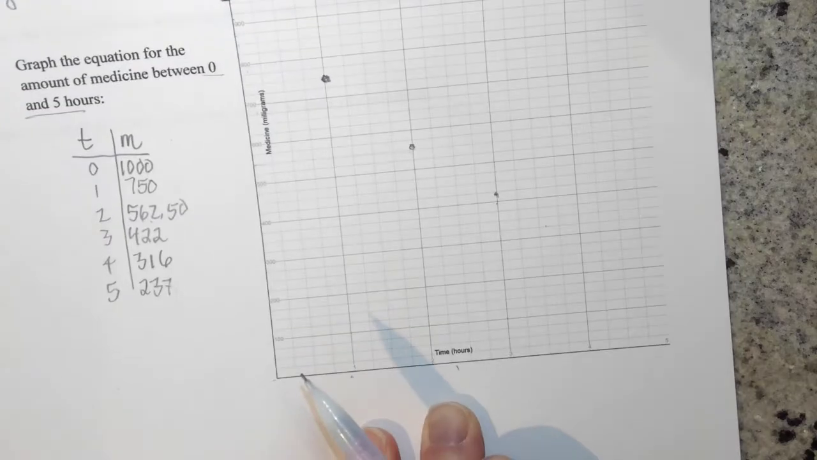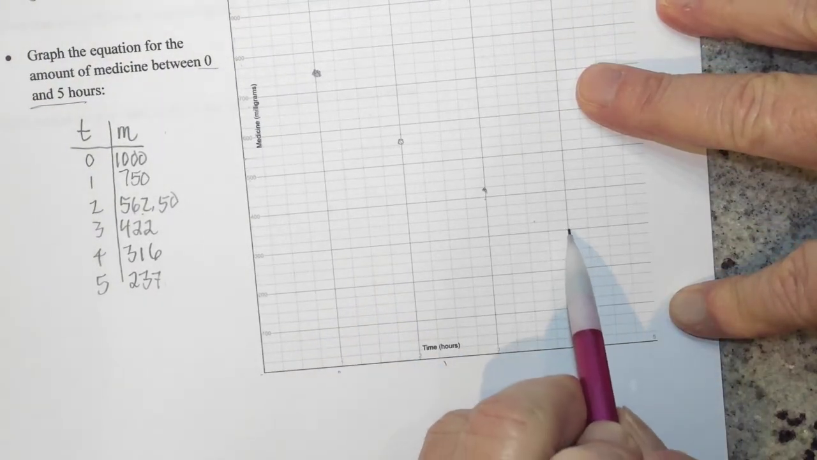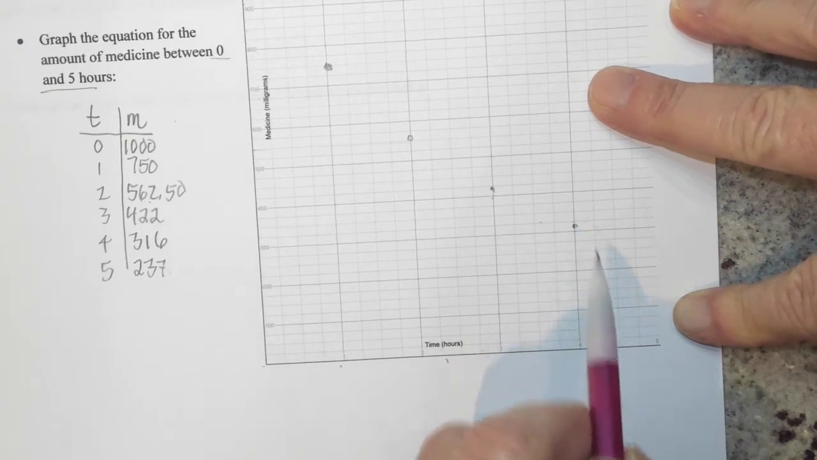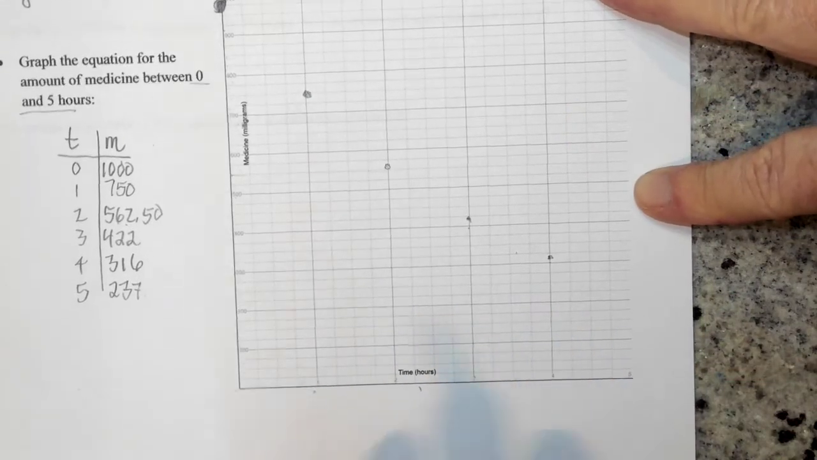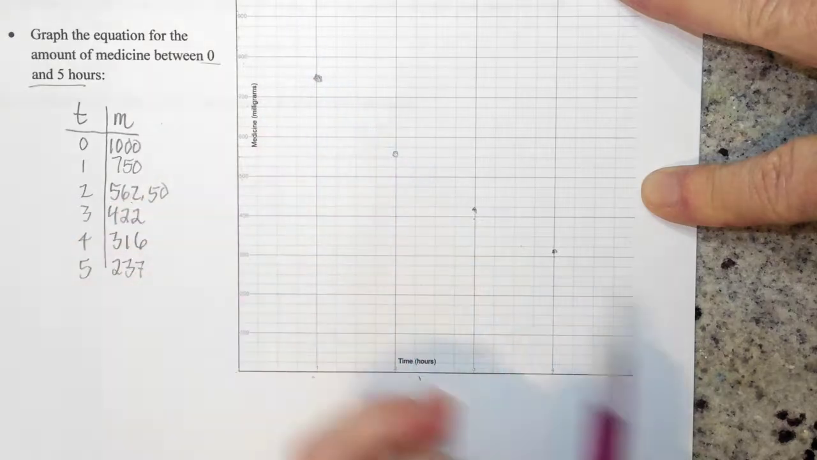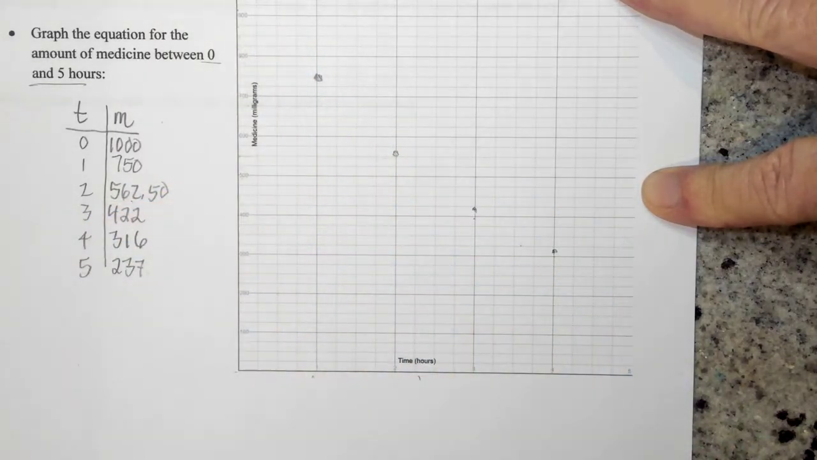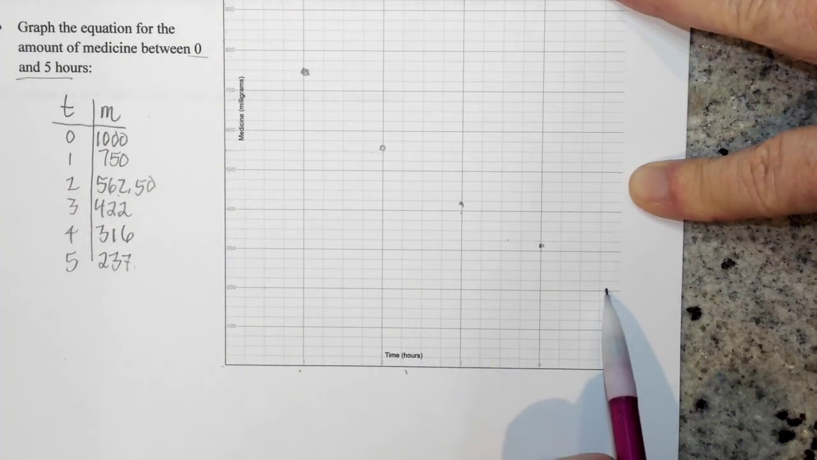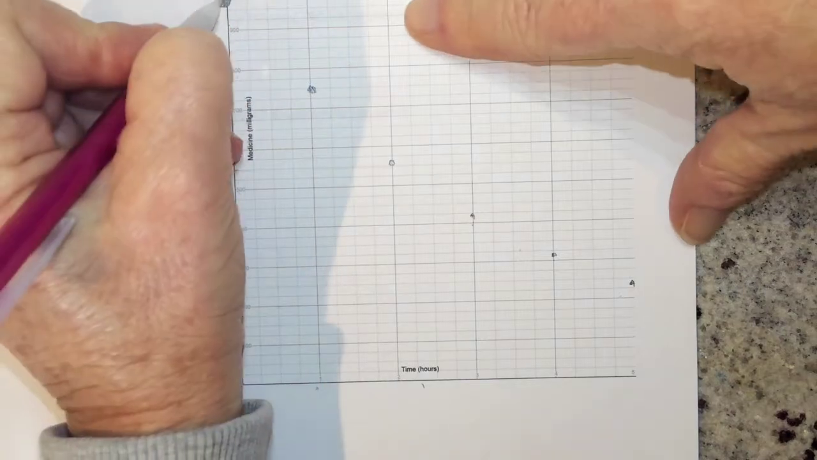And then 4 and 316. So again, 4, go up to 300. This would be 325. So I'm going to go halfway between. And then you're probably going to go, wait a minute, that looks like a straight line. No, it's not a straight line. In fact, the only reason why it looks fairly straight is because the numbers are fairly spread out. And the last one is 237. So I'm going to go 5 and 200, 225, about right there. Okay, so now I'm going to go ahead and connect.